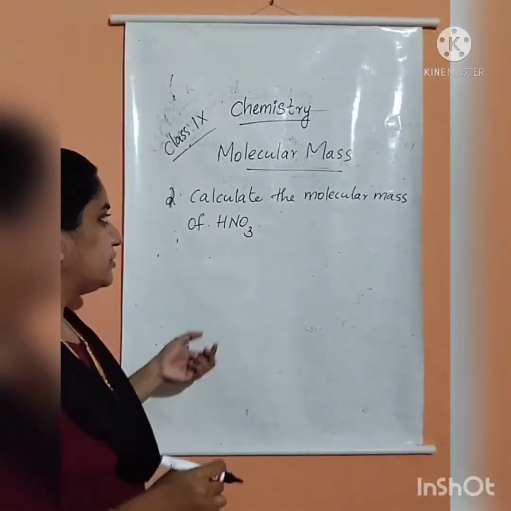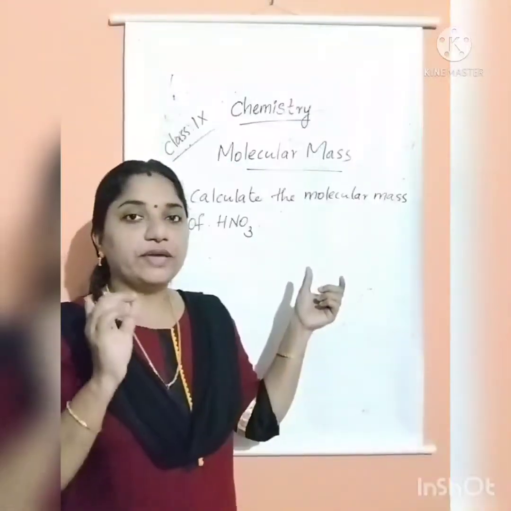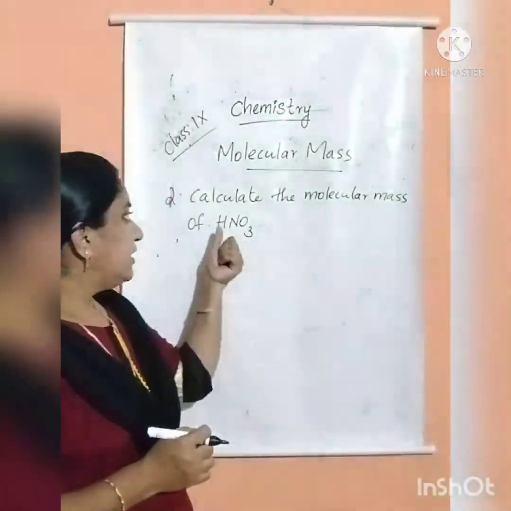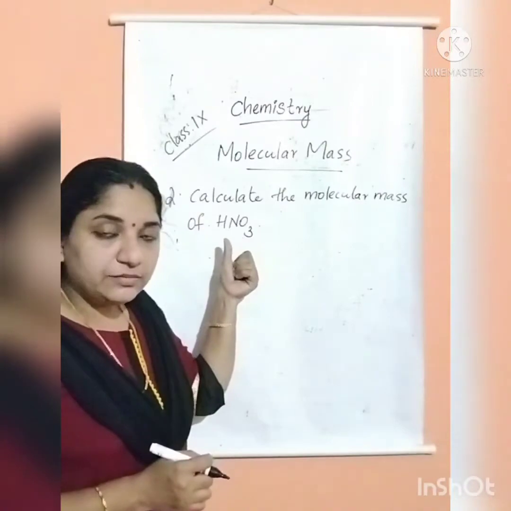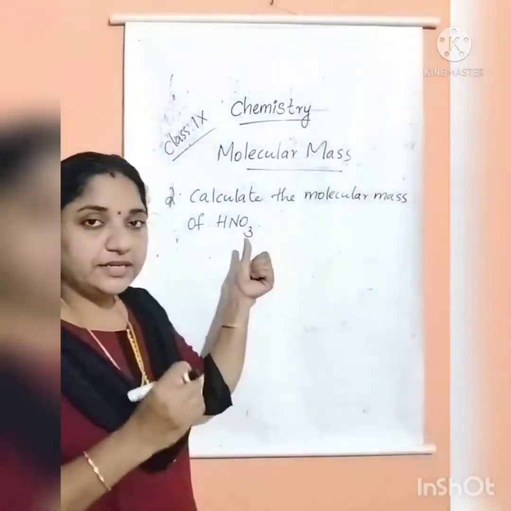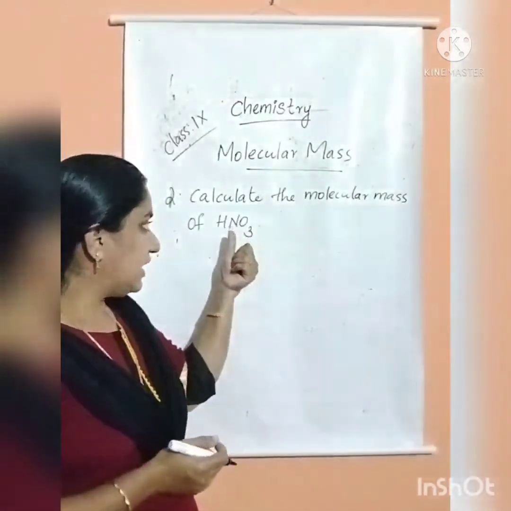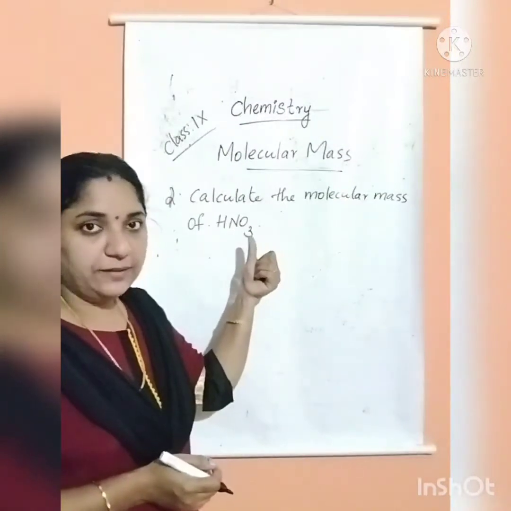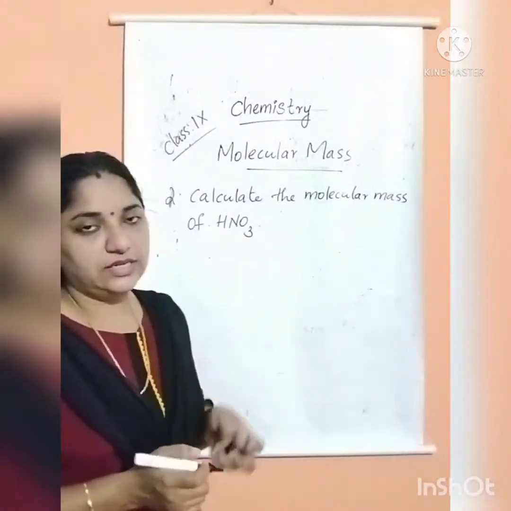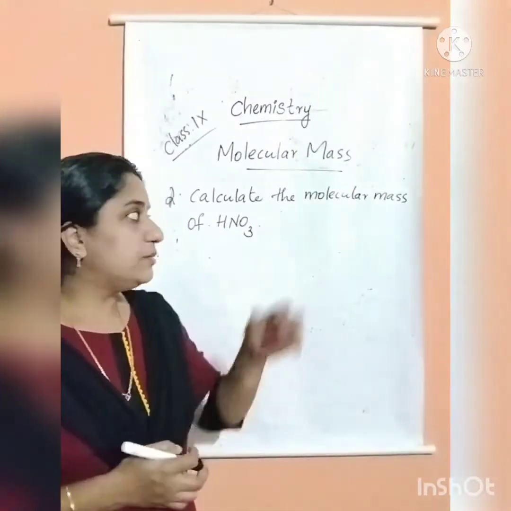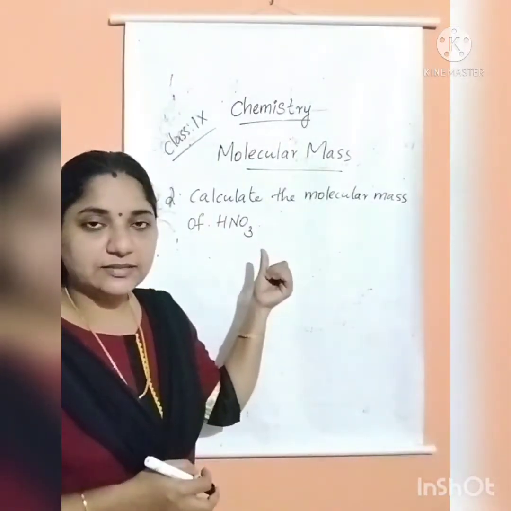Calculate the molecular mass of one molecule of HNO3. Here 3 different types of atoms are present in nitric acid, HNO3. They are hydrogen, nitrogen and oxygen. So, how can we calculate the molecular mass of nitric acid?